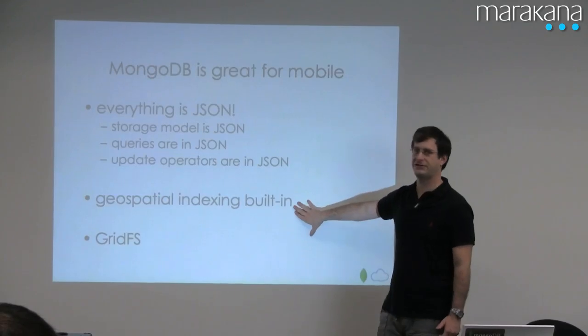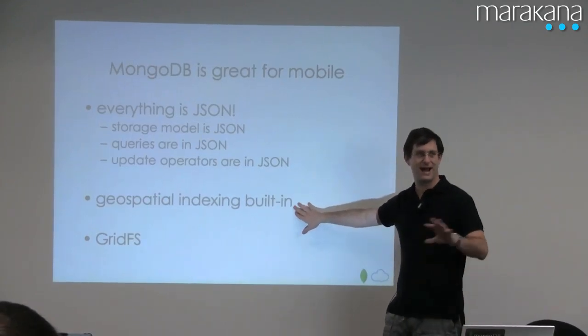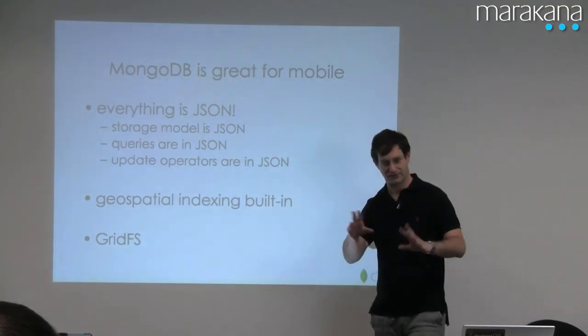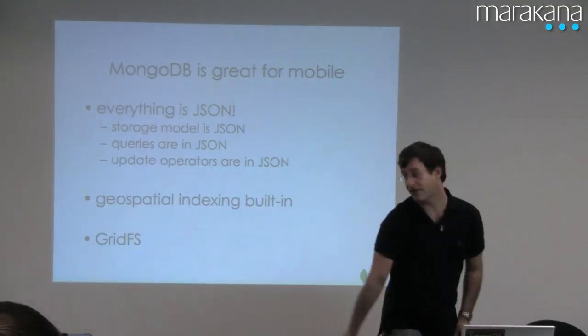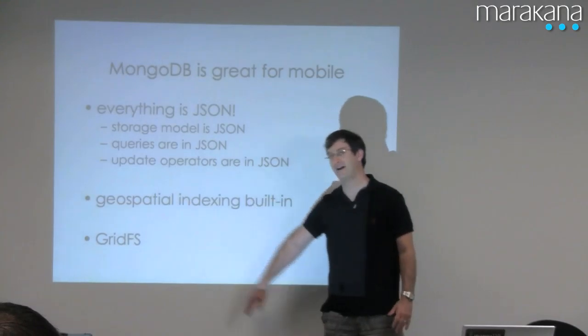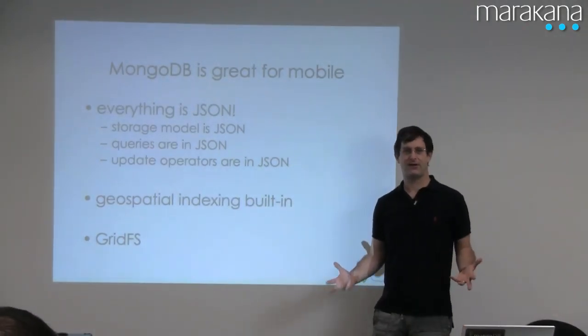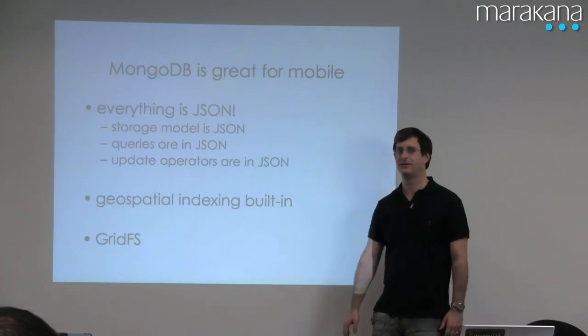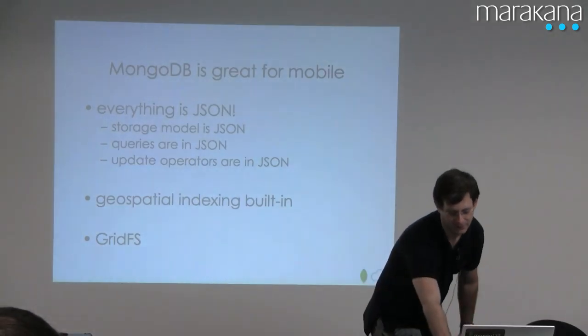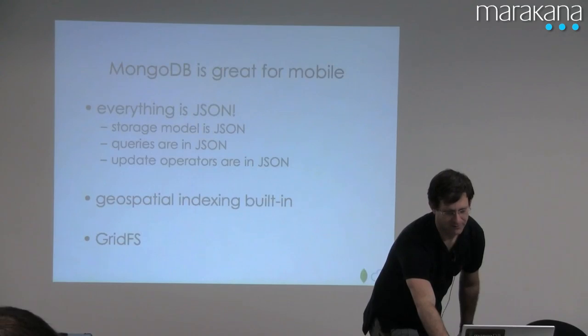I'll show you in a minute, geospatial indexing built in. So you can tag things with latitude, longitude coordinates, and search within a bounding box, a circle. I'll show you. It's really great. And then, the last thing is GridFS. This is MongoDB's distributed file system built into the database. So this is like how you'd implement YouTube, for example. And I'll show you that. It's good for mobile because mobile often has media flying around.